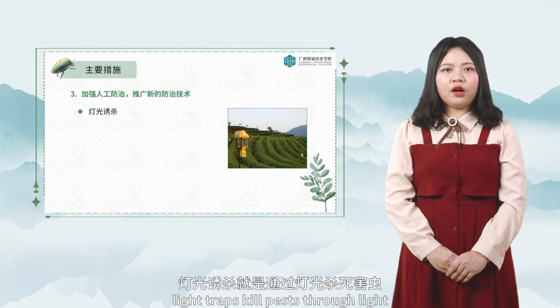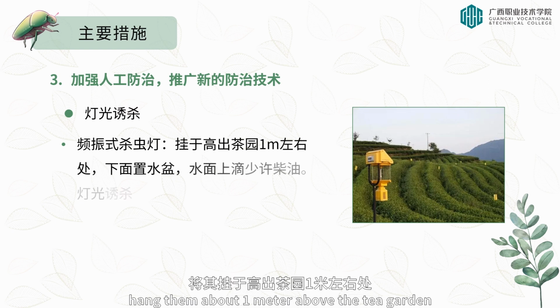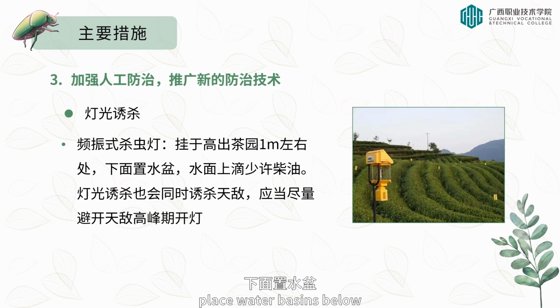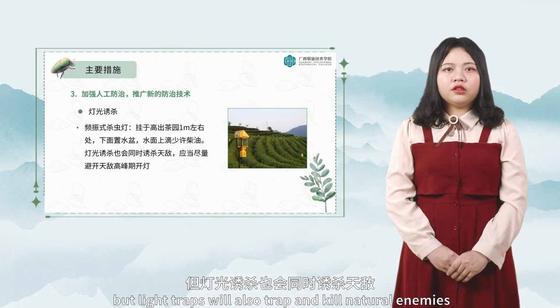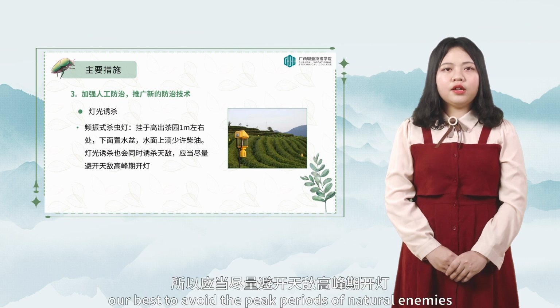Light traps kill pests through light, such as frequency vibrating insecticidal lamps. Hang them about 1 meter above the tea garden, place water basins below, and drop a little diesel on the water surface to achieve the effect of pest control. But light traps will also trap and kill natural enemies at the same time, so we should try our best to avoid the peak periods of natural enemies.